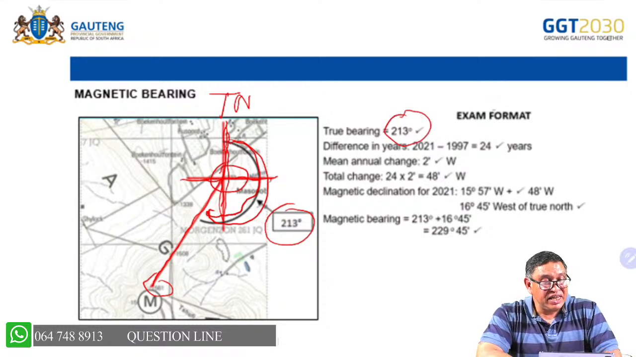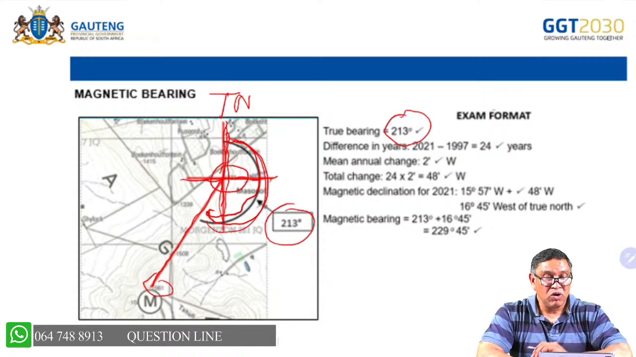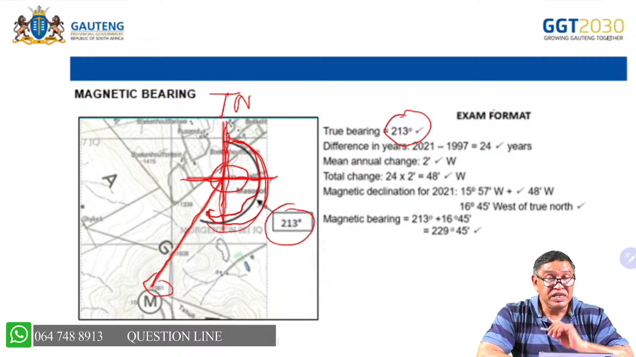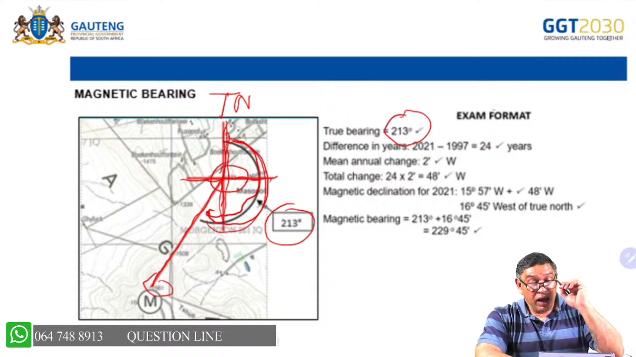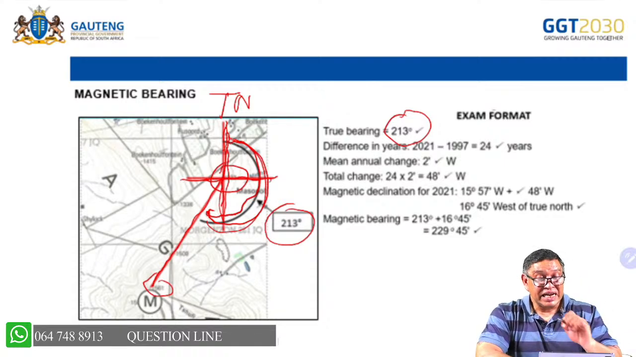So the point here is I always put my cross on the front point and I join the point and measure from the true north in a clockwise direction. Then I said we need to work out the magnetic declination.